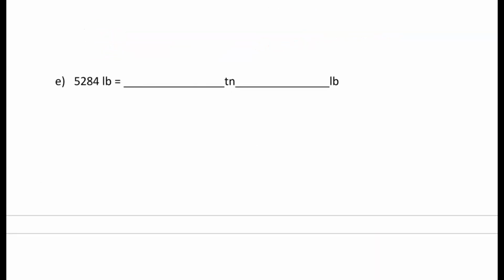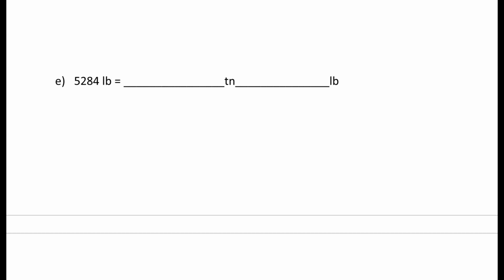Now for E, we have 5,284 pounds, and we want to figure out how many tons, and we want our tons to be a whole number, meaning that we won't have any decimals. Whatever that decimal is going to turn back into our pounds. So the first thing we want to think about is how many pounds are in 1 ton?